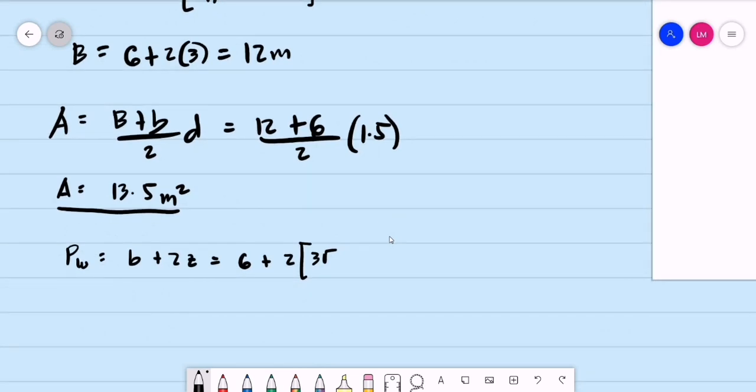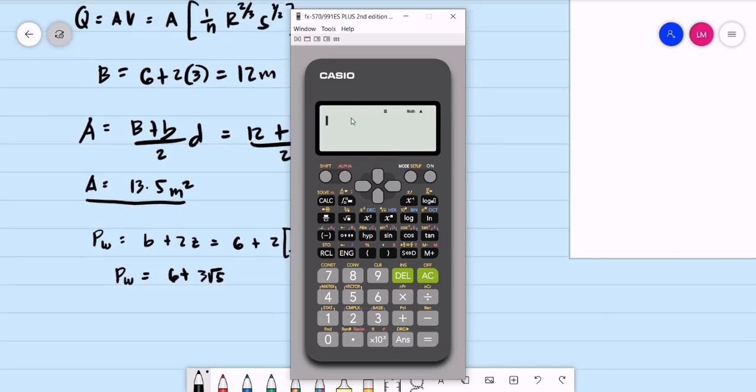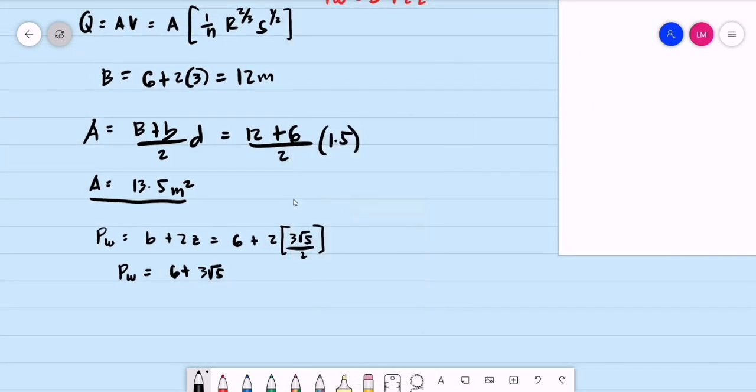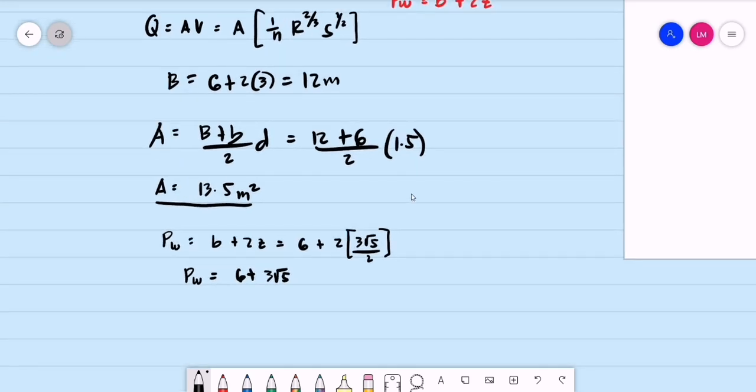We have 3 square root of 5, this is divided by 2. Or we'll be having the equivalent of the wetted perimeter as 6 plus 3 square root of 5. Okay, so how do we compute for the discharge? I think we are now ready for substitution using this equation. We are computing for the discharge.